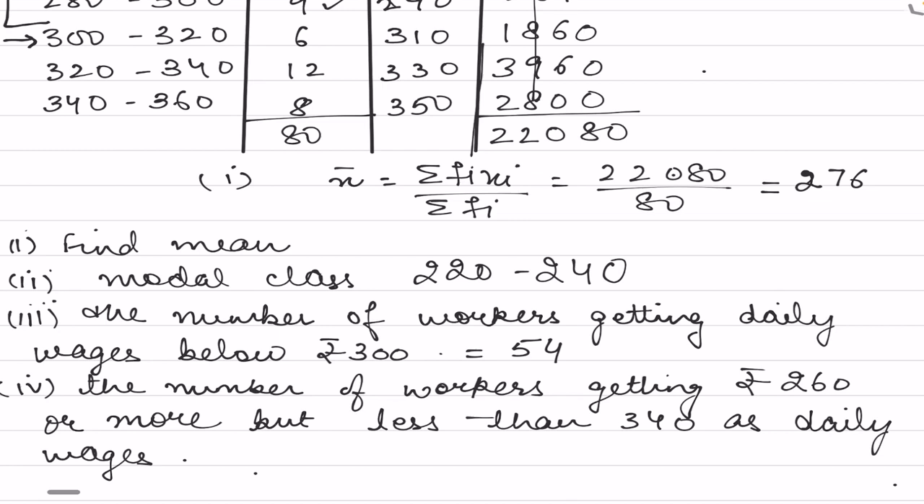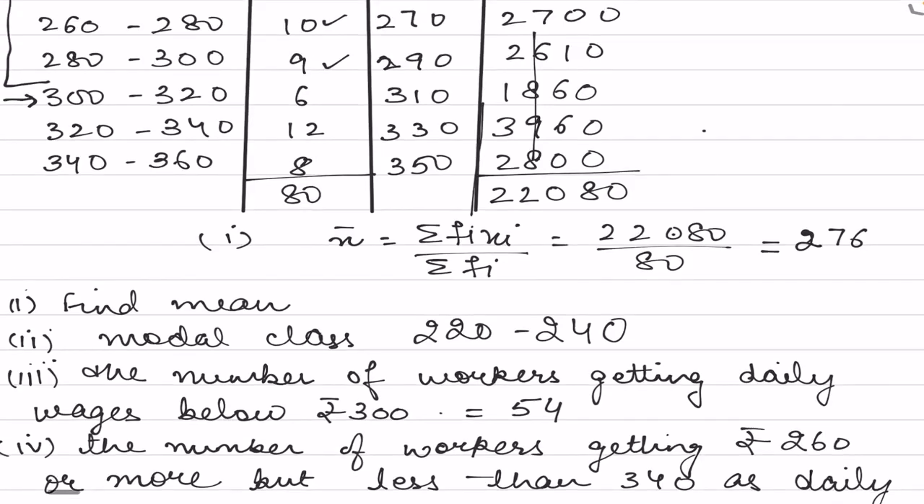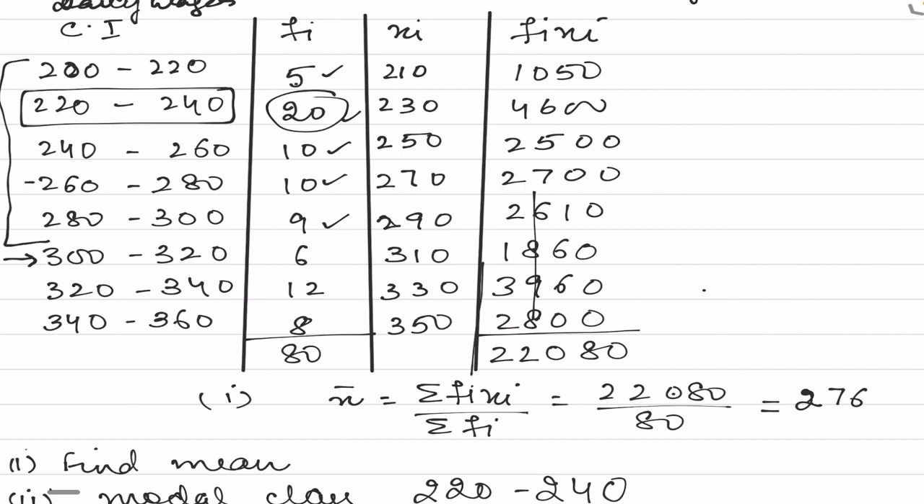The number of workers getting rupees 260 or more but less than 340. So 260 and more, for that we will see our fourth class interval. 260 starts from the fourth class interval. So we will check our fourth class interval till the seventh class interval, 260 till 340. So how many frequencies? We will add up those frequencies.